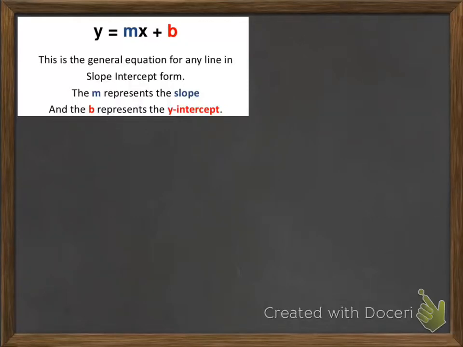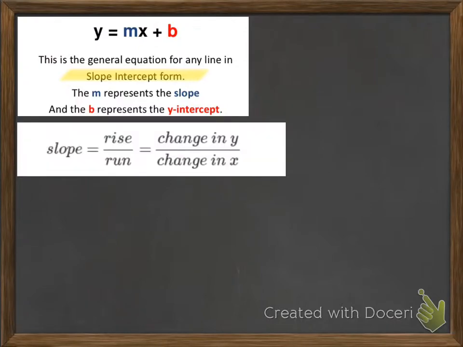In this video, we are going to look at how to graph an equation of a line that is in slope-intercept form. So we want to make sure that when we see y = mx + b, we recognize that we are in slope-intercept form. Now, you might remember from a previous lesson that slope can also be referred to as the rise over the run, which is also the same as the change in y over the change in x.